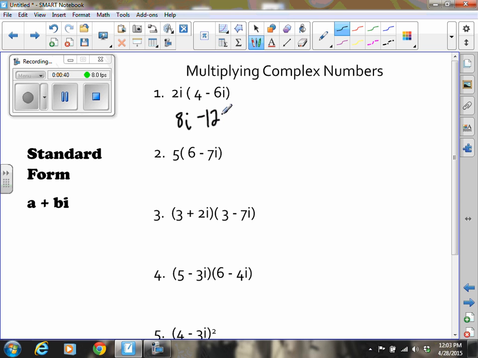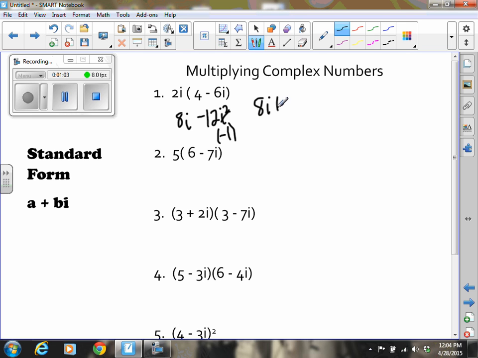Now, I'm not going to leave my answer like that. That's not what standard form looks like. Standard form has no powers of 2 on i, so I need to remember that i squared is equal to negative 1, and that negative 12 times i squared means negative 12 times negative 1, which would turn my problem into 8i plus 12.